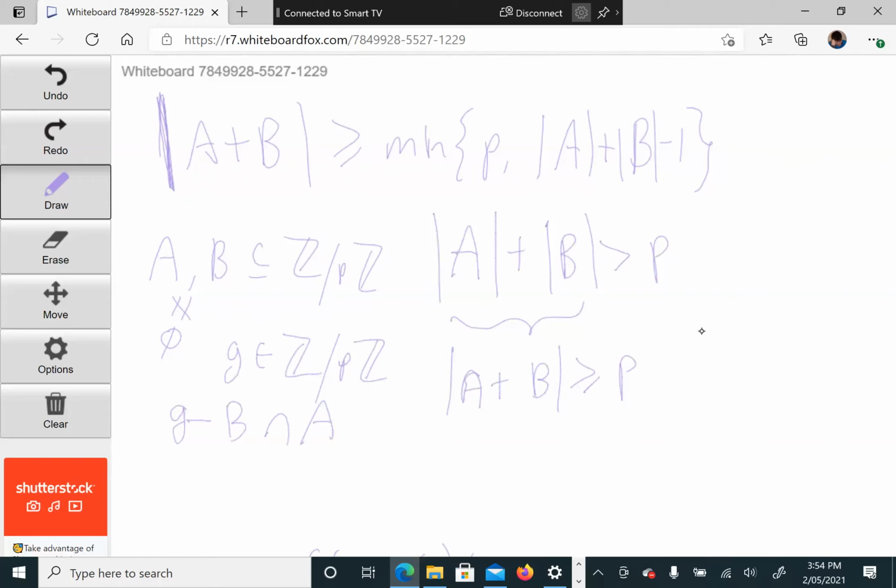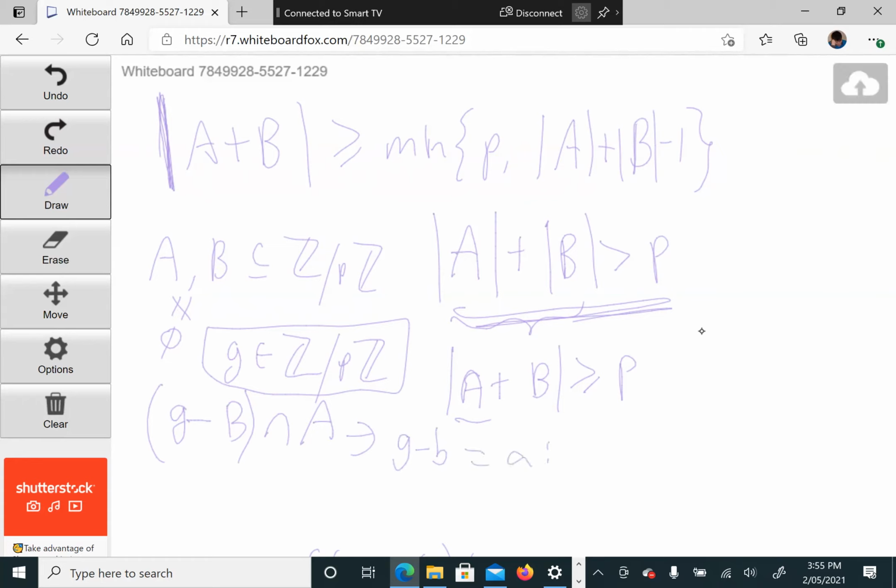Why do they necessarily intersect? Oh, okay. It's because the size is big, right? So there has to be overlap. The size of this set here is the same as the size of B, and that's the same as the size of A. So the size is too big, so they have to intersect. So there's something in the intersection, and it's of the form G minus B, but it's also of the form some A, right?